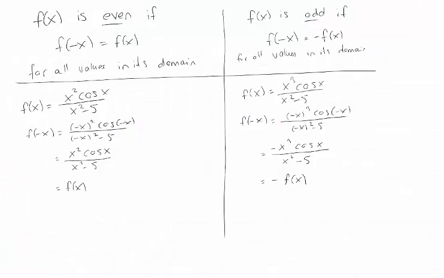The reason they're called even and odd functions is that examples of even functions are x squared, x fourth, x to the sixth, x to any even power. And x to any odd power is an odd function.